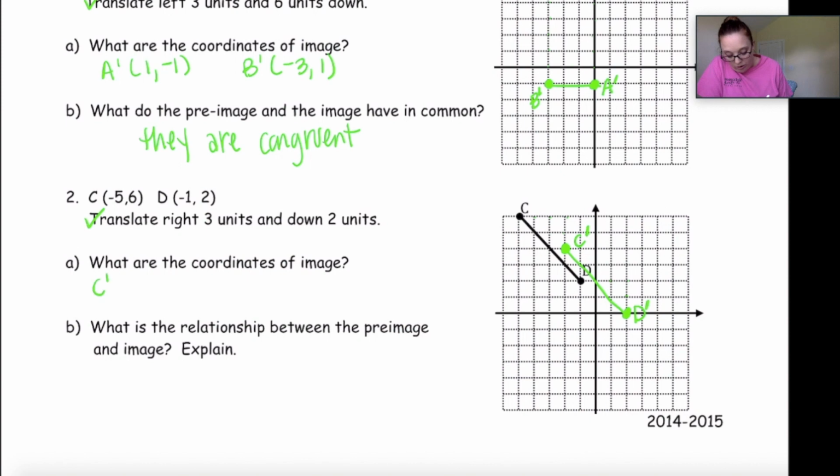So let's start off with C prime. Remember, an ordered pair is always in parentheses. So C prime is at (-2, 4). And D prime is at (2, 0). What is the relationship between the pre-image and the image? Again, the pre-image, the black line, if you will, and my green line, the image, they're congruent.